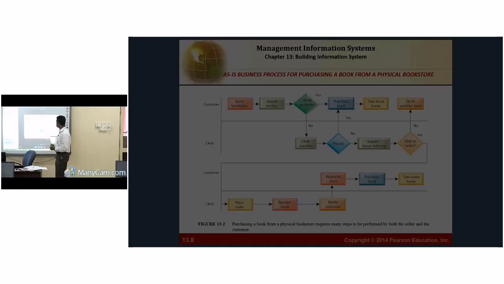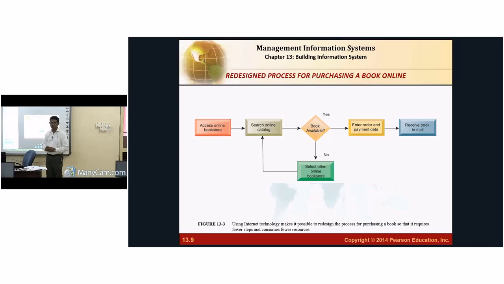So when it comes to the online bookstore, the customer can access the online bookstore. He can search the online catalog. If the book is available, he can straight away place the order and the book will be delivered by mail. If the book is not available, he can search for another store, right? So you can save your time. When it comes to the customer, he can save his time.